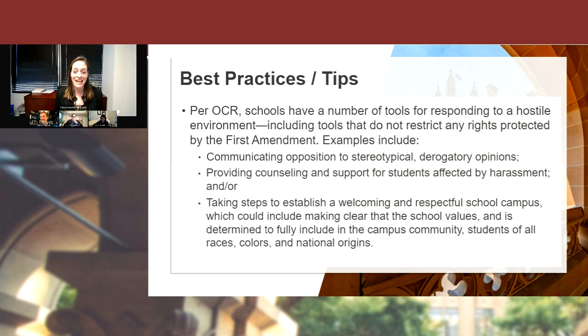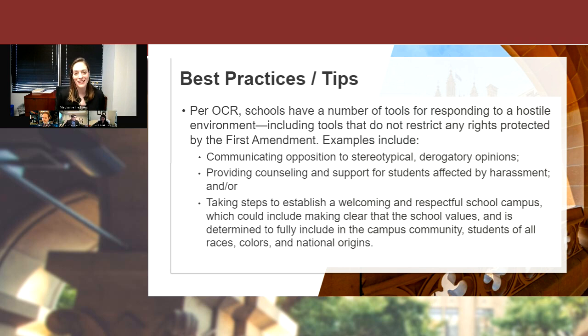Okay, moving on to the next best practice tip we have here. Looking at the OCR guidance and the resolutions, schools have a number of tools for responding to a hostile environment, and these tools include ones that don't restrict any rights that are protected by the First Amendment. So this is OCR saying that these are places where the First Amendment and Title VI are not at odds. That would be communicating opposition to stereotypical and derogatory opinions, providing counseling and support for students affected by harassment, or taking steps to establish a welcoming and respectful school campus.